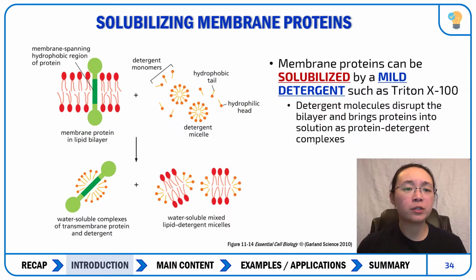The last thing I want to talk about in terms of these membrane proteins is that whenever you have a transmembrane protein or any membrane protein in a lipid bilayer, you can actually solubilize them by adding a mild detergent. The mild detergent, such as Triton X100, those detergent molecules are going to disrupt the bilayer and bring the proteins into the solution. So basically, they take away the lipids from the protein and you get back your protein for reuse if you want.